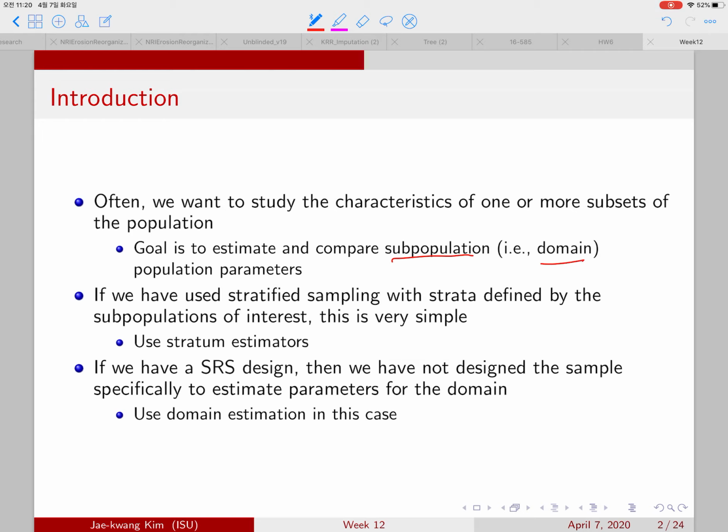If you have used stratified sampling with strata defined by the subpopulation of interest, then it's very simple. Basically, we have only to use stratum estimators such as stratum mean. If the sampling design is a simple random sampling, then it's a little bit more tricky, and we have not designed the sample specifically to estimate the parameter for the domains. And so in this case, domain estimation can be considered.